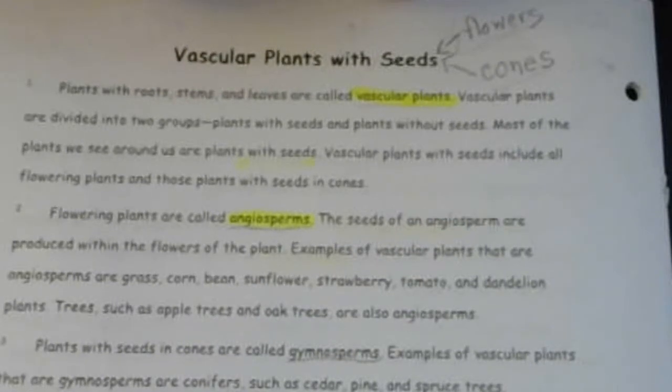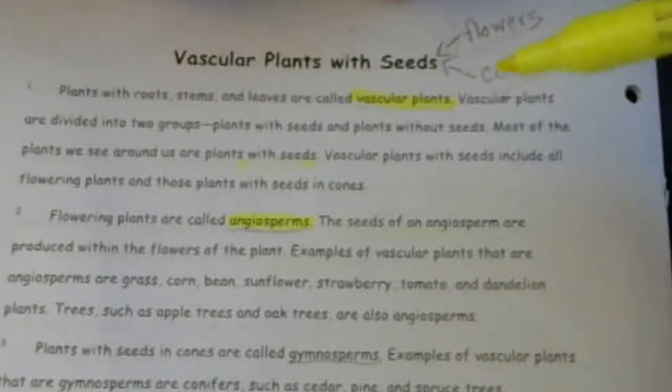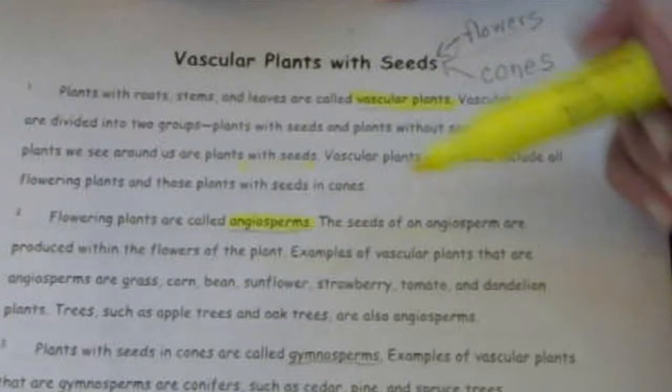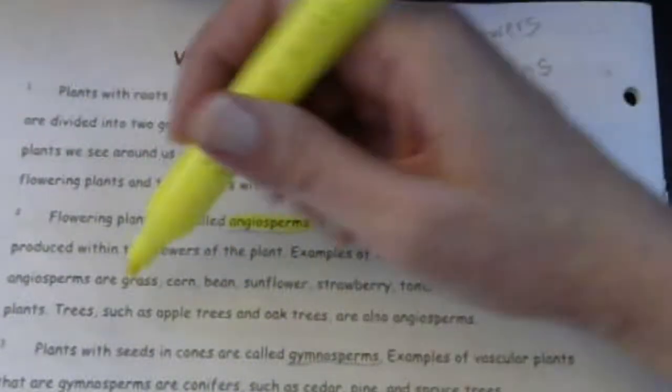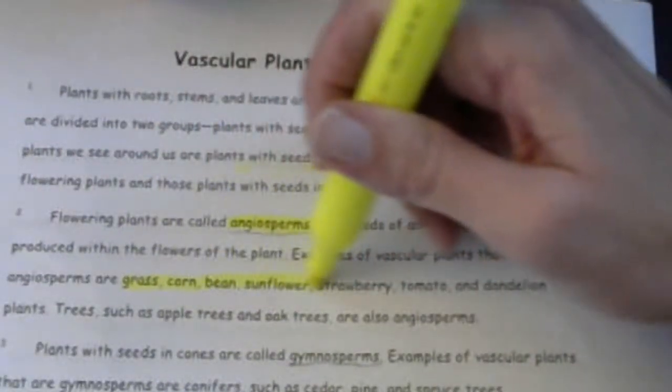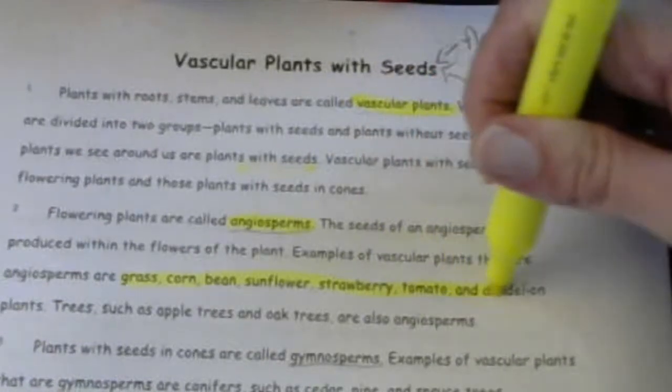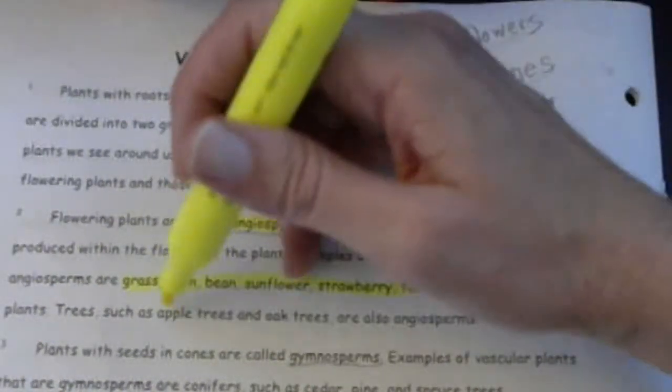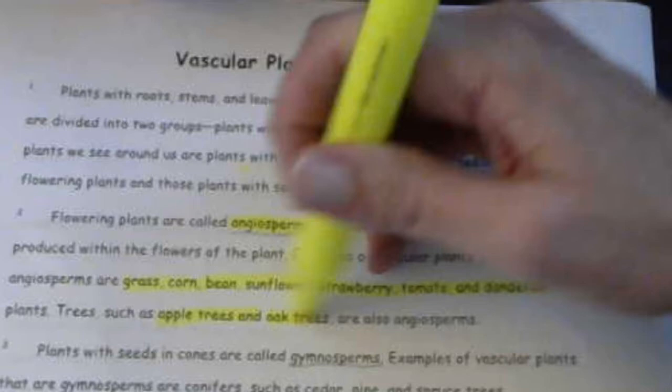Let's go ahead and highlight some examples too, all of the examples. Grass, corn, bean, sunflower, strawberry, tomato, dandelion, apple trees, oak trees.